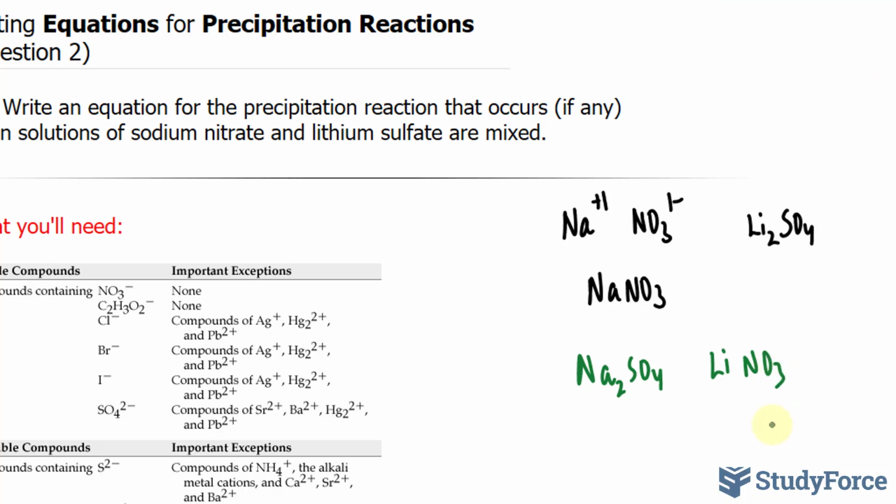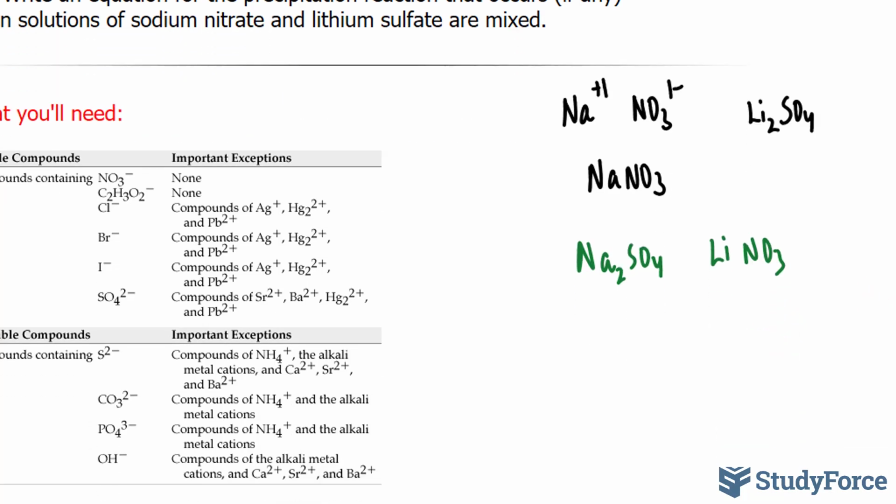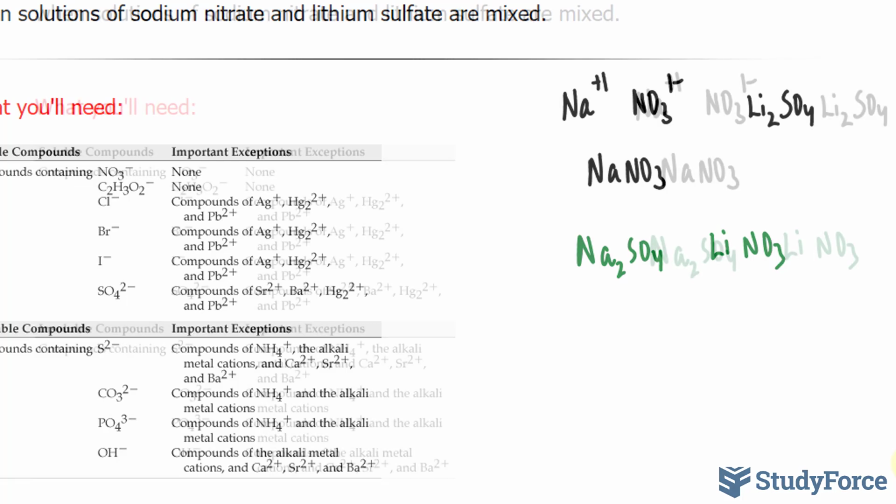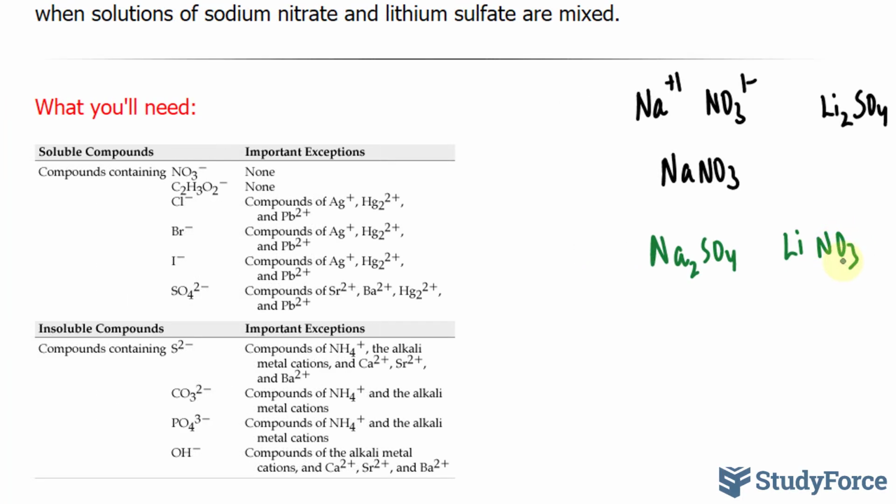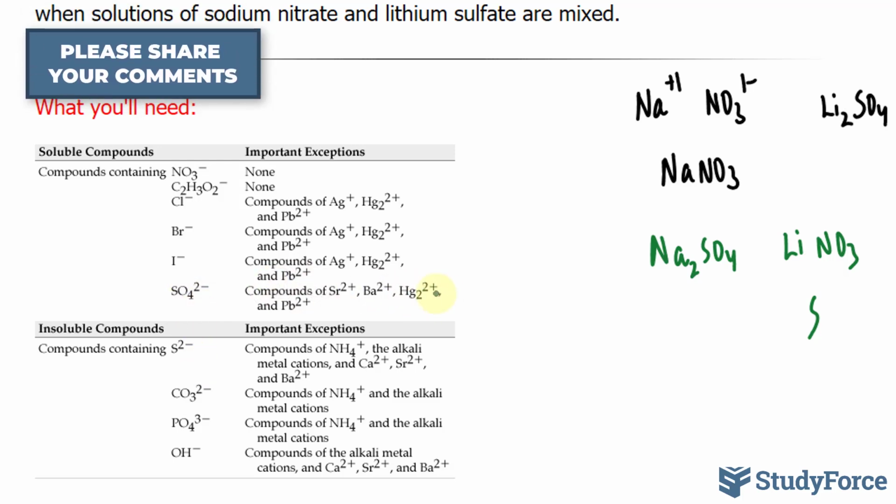Let's take a look and see if any of these forms a precipitate, forms a solid. Let's start with NO3. According to this, compounds containing NO3 will always form a soluble compound. So this right here is soluble. And according to this statement right here, soluble compounds are formed whenever you have sulfate, with the exception of these metals. So this is also soluble.